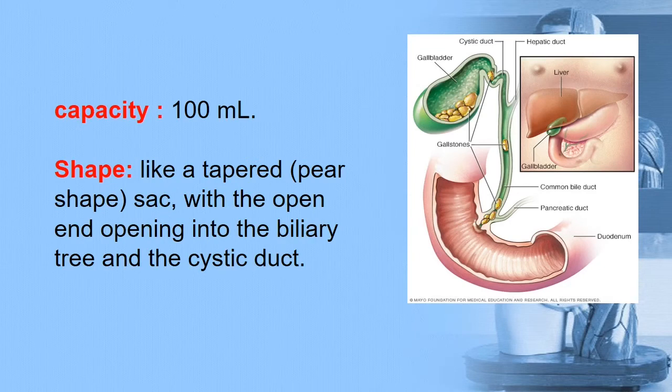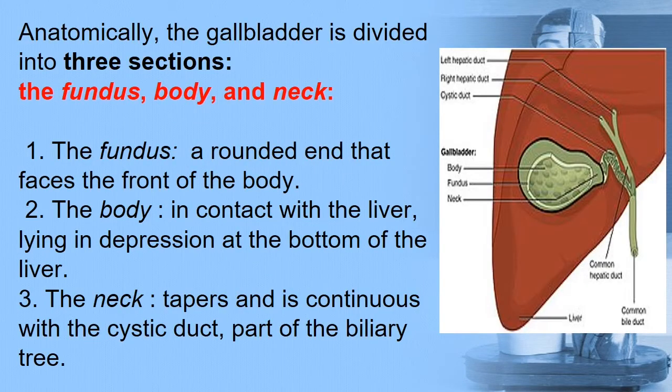Now, the capacity of the gallbladder is 100 ml. It has a tapered, pear-like shape. It is a sac-like structure with the open end opening into the biliary tree and the cystic duct. Anatomically, the gallbladder is divided into three sections: the fundus, body and neck. You can see these parts in the figure.